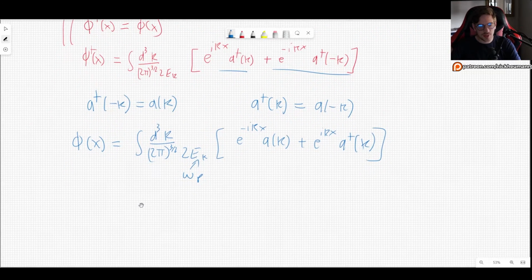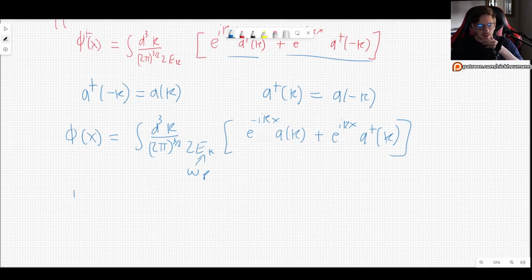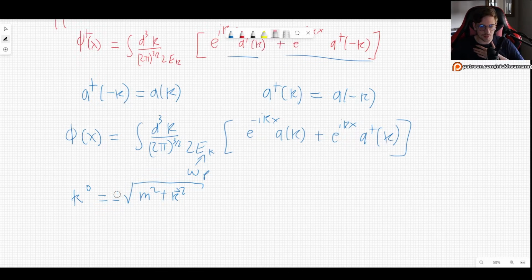Now what we want to do is note the following. We saw that k0 is simply the, well, either plus or minus the square root of m squared plus k squared, like the k vector. But since we are on shell, right, there are two possible values, either plus or minus, and we are going to be sticking to the plus for now.